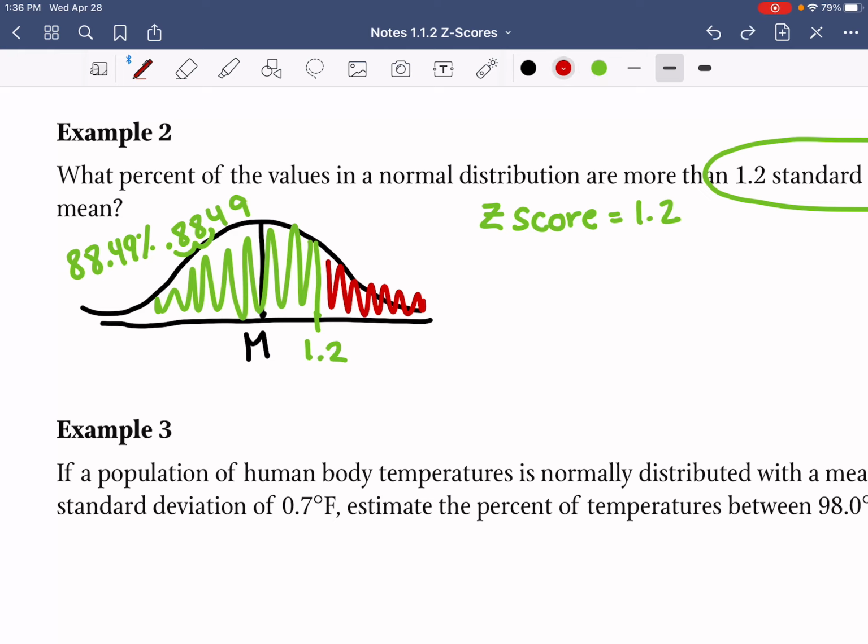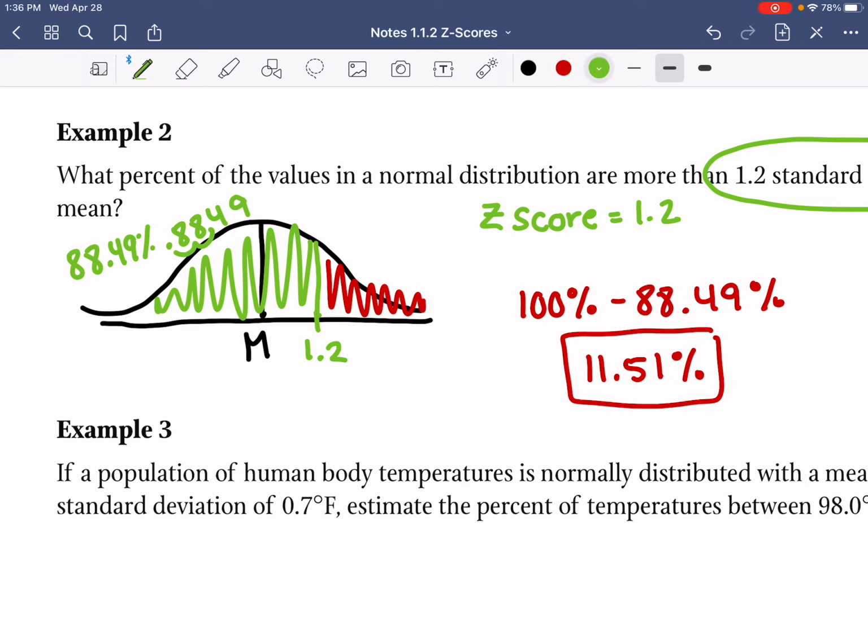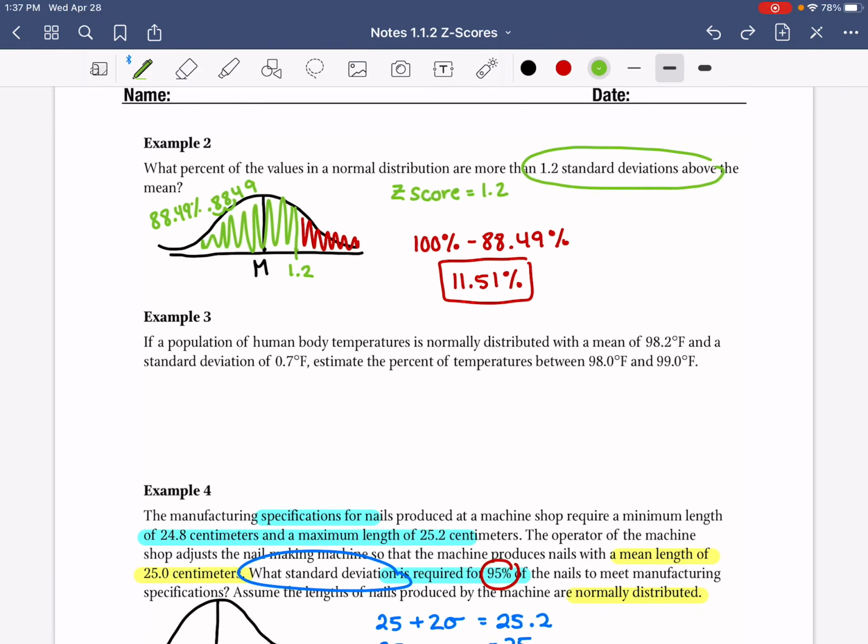So what you have to remember is that the whole entire thing is 100%. So if I subtract 100% minus the 88.49%, then that's going to give me my above the mean. So it's 11.51%. I believe on your Delta Math classwork, they only want one place after the decimal. So you would just give 11.5 as your answer. I'm pretty sure. All right, we're going to try another problem.